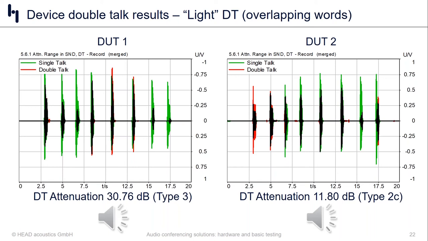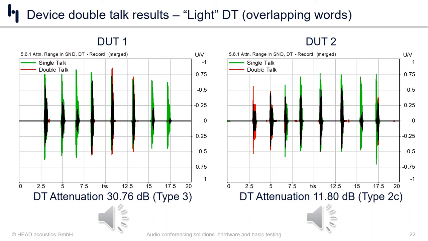And I apologize in advance to our colorblind friends. The green trace is going to be the single talk, so that's when we had near-end speech only. And then the double talk is going to be the red trace. That's when we had the near-end speech while there was far-end speech. The black just shows the overlap between the two, but anytime you have lots of green and a little bit of black, that means there's heavy attenuation.